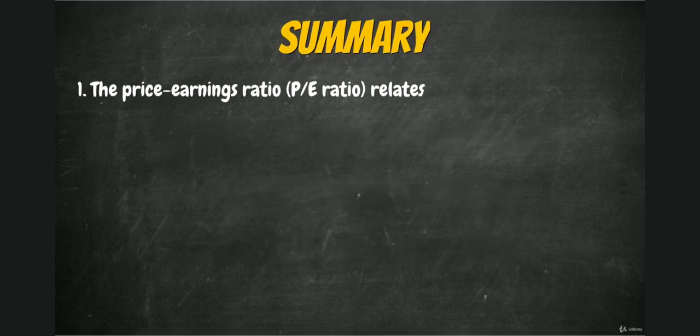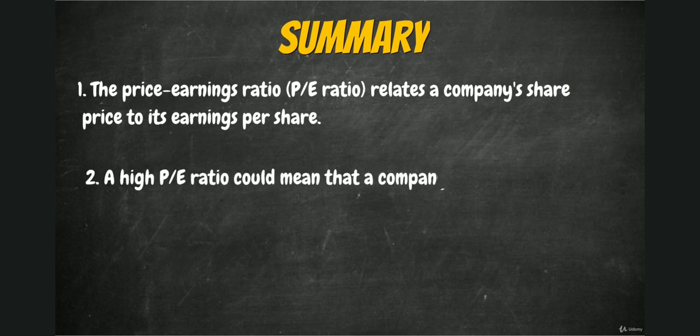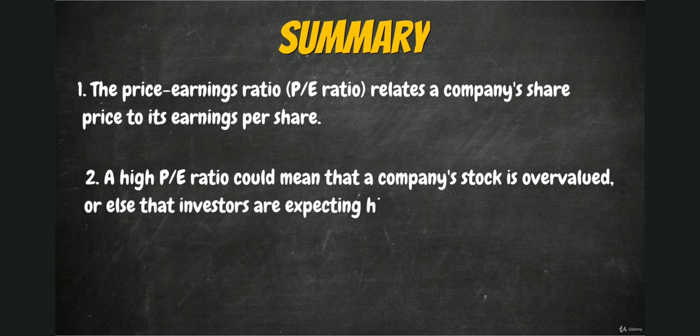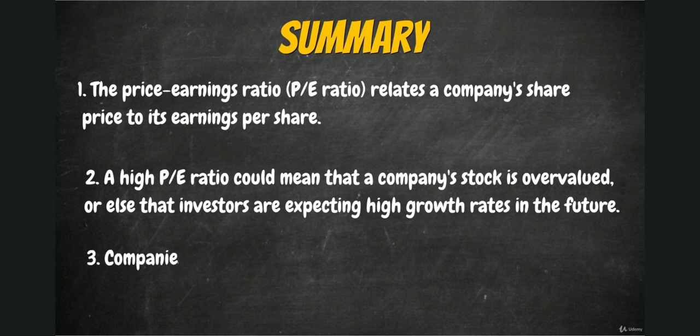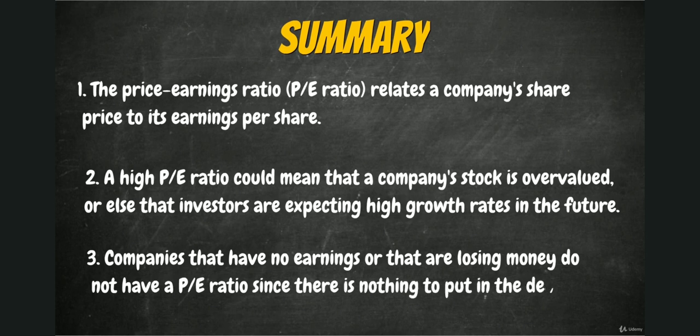First, the price-earnings ratio, or PE ratio, relates a company's share price to its earnings per share. A high PE ratio could mean that a company's stock is overvalued, or that investors are expecting high growth rates in the future. Companies that have no earnings or that are losing money do not have a PE ratio, since there is nothing to put in the denominator.